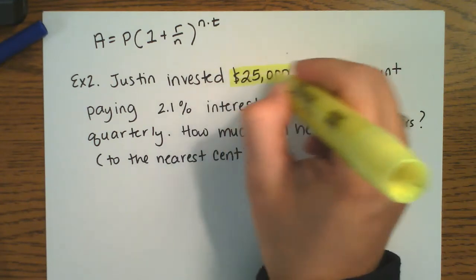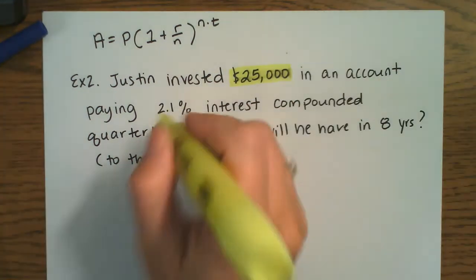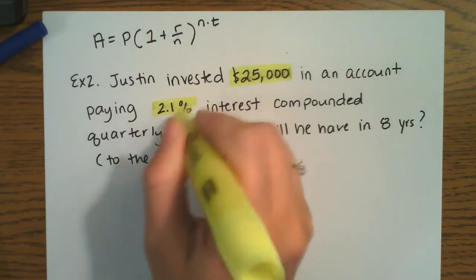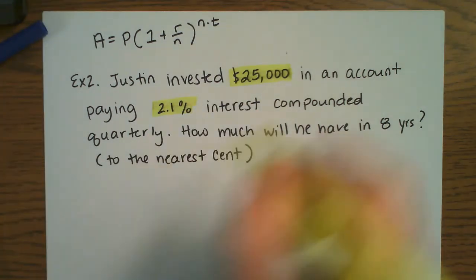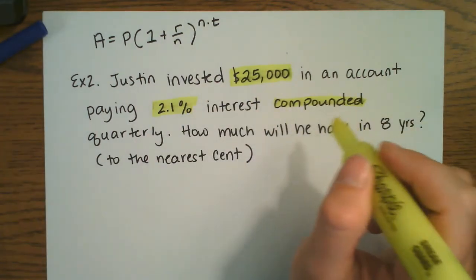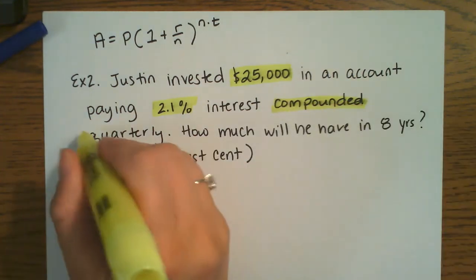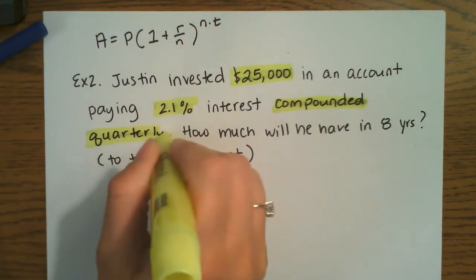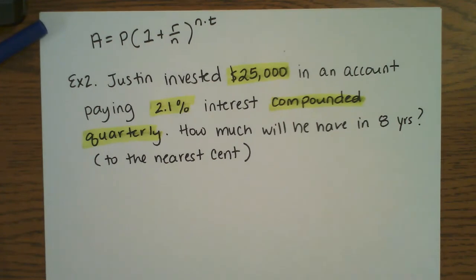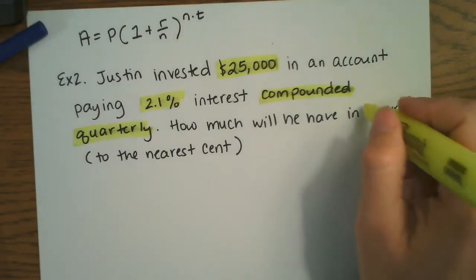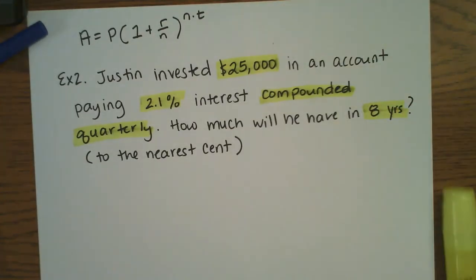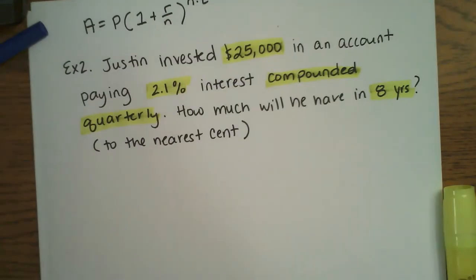So I've got the initial investment, 2.1%. It's compounded quarterly. In 8 years. I need to write this. Okay.